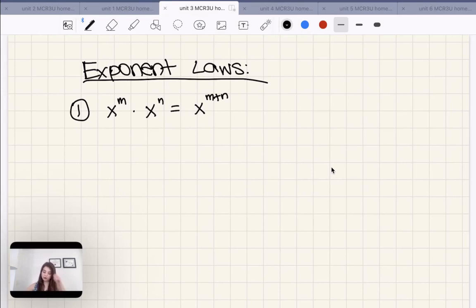Okay, so for example, if we have 2 to the power of 3 times 2 to the power of 4. This is 2 to the power of 3 plus 4, which is 2 to the power of 7, right? Which I'm not sure what that is, but that's not the point. The point is we are able to add together the exponents because they are two exponents of the same base.